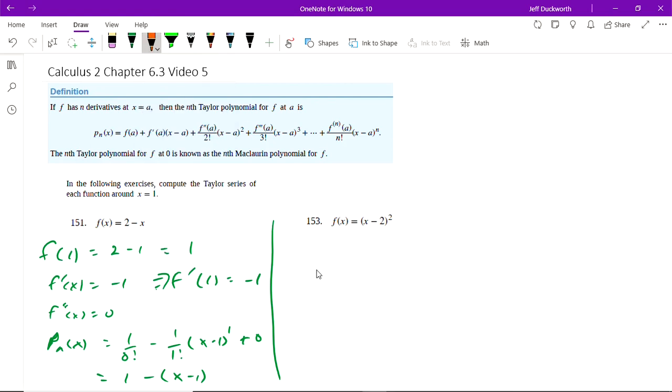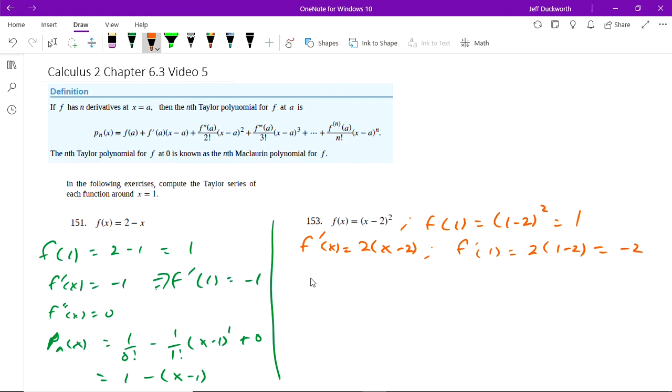And finally, let's do this one. This is similar to what we had before, but let's see. F of x, I guess we'll leave this. So here we'll just say f at 1 is equal to 1 minus 2 squared, which is -1 squared, which is 1. Derivative of this is 2 times the quantity x minus 2. And there's the chain rule, which is 1, and up there's 1, so this is what we have. So f prime at 1 is going to equal 2 times the quantity 1 minus 2. Well, that's -2.